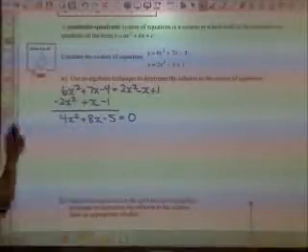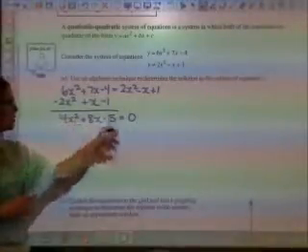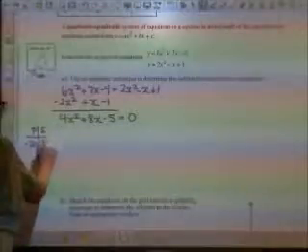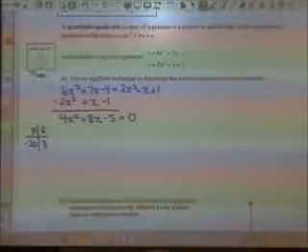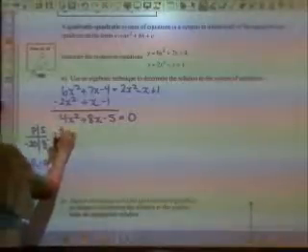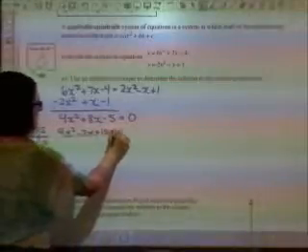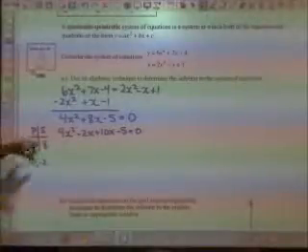So what would I do next? Factor it out. So when you can factor it out, you could do the decomposition. Two numbers that multiply to negative 20 and add to positive 8. 10 and negative 2. So I could rewrite this 8x as a negative 2x and a positive 10x. And then I factor by grouping.